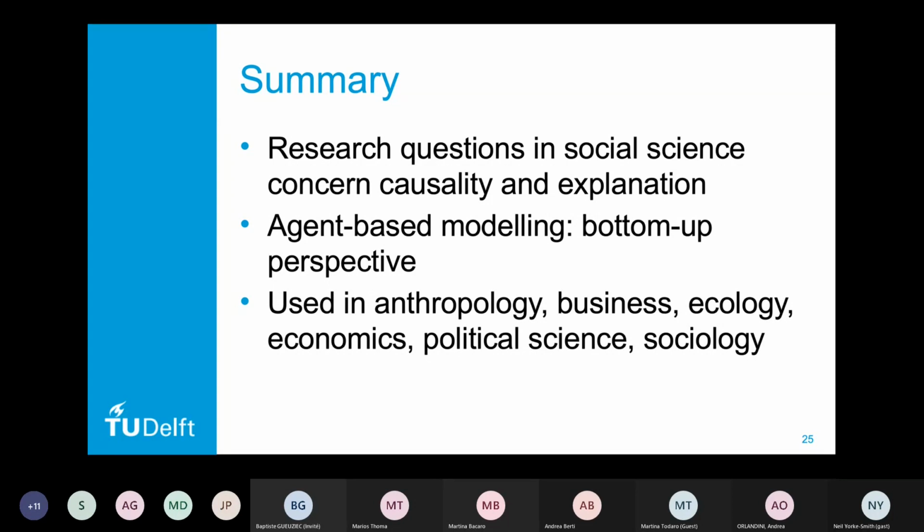Why agent-based modeling? Because it brings in a bottom-up perspective, which lets us look at the emergent effects based on simple interactions. And I briefly sketched how it's used in a whole range of fields, from anthropology to sociology and pretty much everything in between. So far, so good. This is part one. What questions have you got?